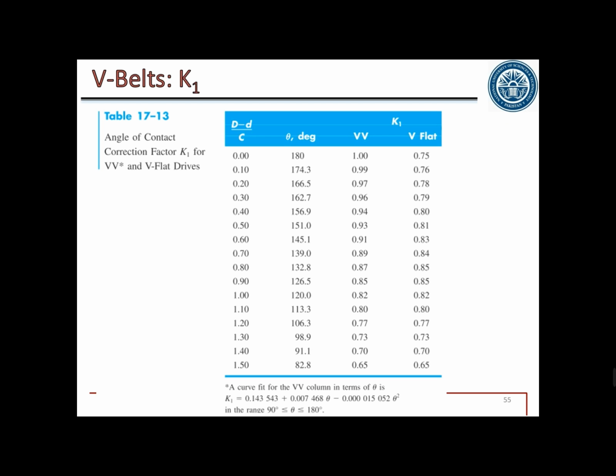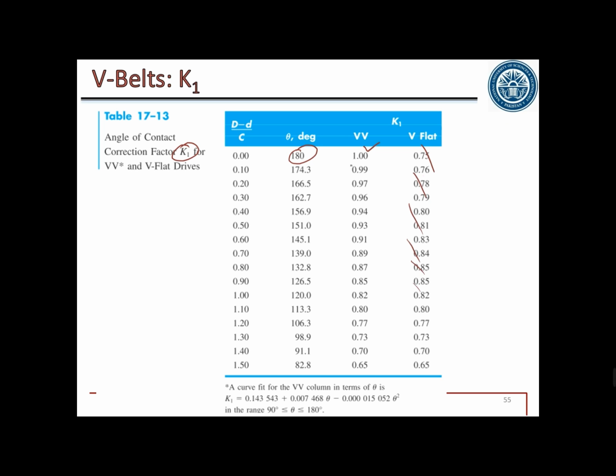So here is just an expression of factor K1. For 180 degrees, K1 is 1. We will not use the flat one. A flat wheel means that one sheave is V and the other sheave is flat.